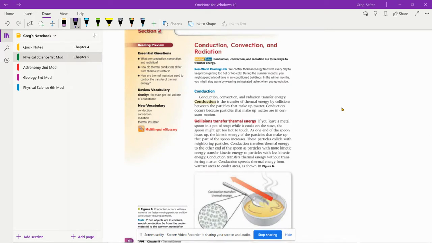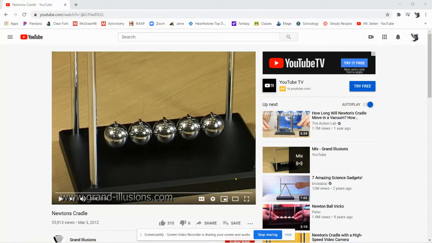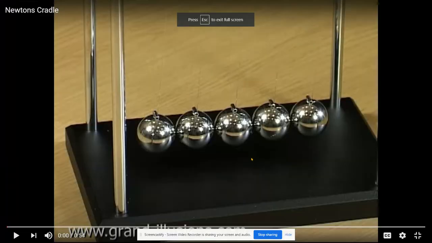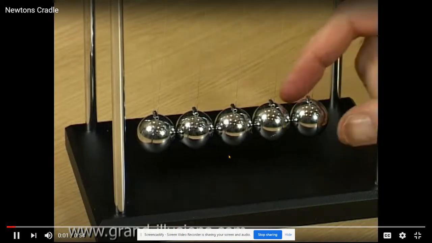All right. Conduction, convection, and radiation. Conduction is the transfer of thermal energy by the collision between the particles that make up matter. So by these particles colliding, let's take a look at a Newton's cradle. This might help a little bit. Watch the energy, the kinetic energy, the thermal energy, if these were tiny little particles.